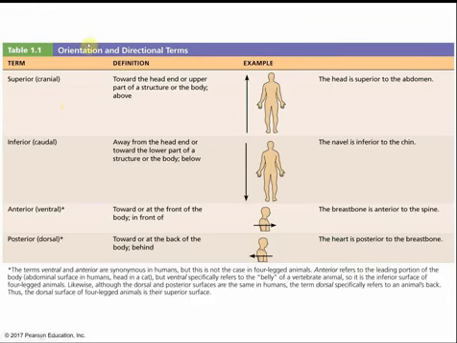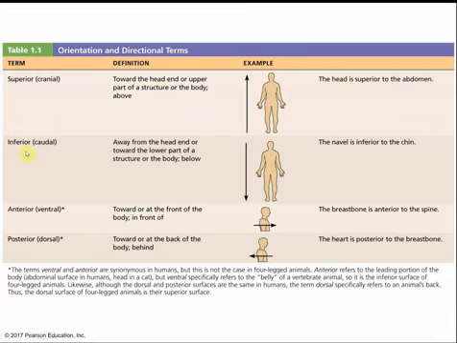So looking at some of these orientation and directional terms, you'll see pretty much all of these come in pairs, right? They go in opposite directions. So the first one we'll look at is superior, sometimes called cranial. They're interchangeable, but this is just going toward the head or above another body part. So we could say the head is superior to the abdomen.